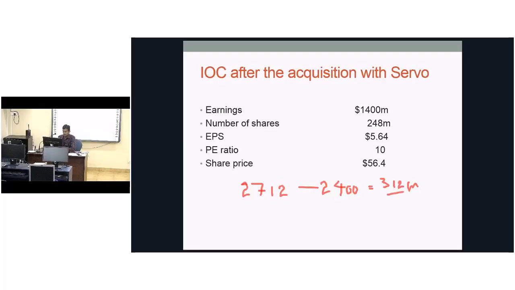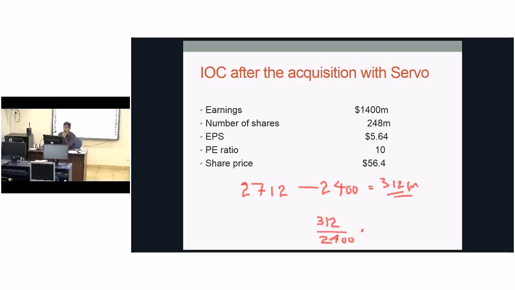Therefore, you can even calculate it as a percentage. 312 divided by 2,400, what would be the additional contribution that they will get from this merger? If you take it as a percentage, you can say how much additional income they are going to earn from this merger. So if you calculate it as a percentage, how much?